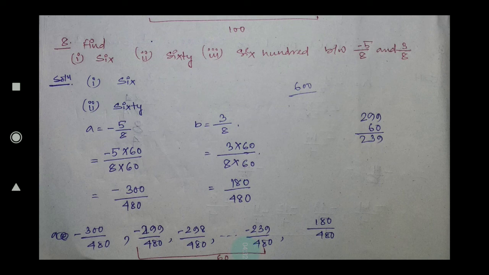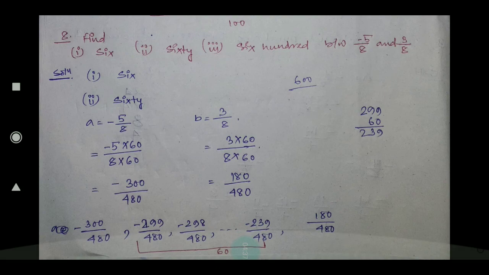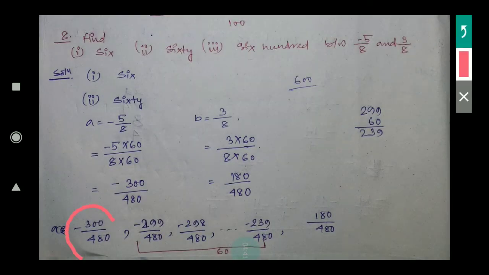So better I multiply both sides by 60. Now the resultant rational numbers I have got are -300 by 480, and another one 180 by 480. So I need how many? 60. So from this side I will start. The next number will be -299 by 480. Next it will be -298 by 480. So how many do we need? 60, na? So what I have done?